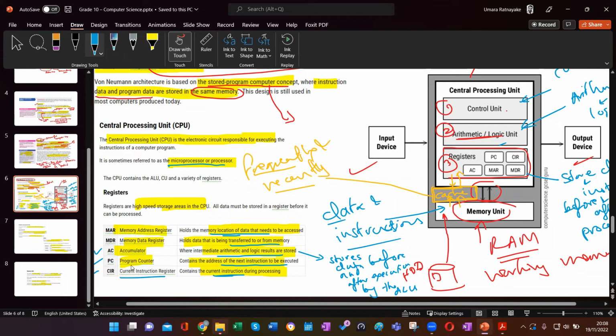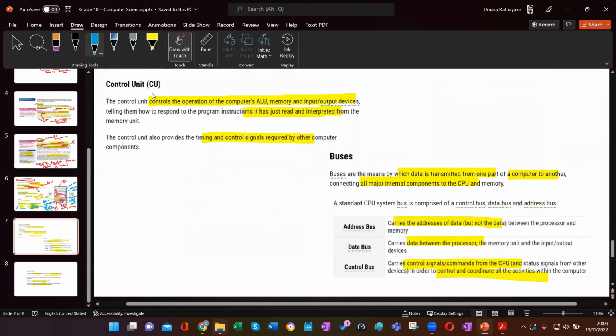Accumulator will hold the data just before and after processing by the ALU. Program counter will hold the memory address of the next instruction to be executed so that it can be brought from the RAM. Current instruction register will hold the instruction that is being processed right now. Okay, is that clear? Is that clear?